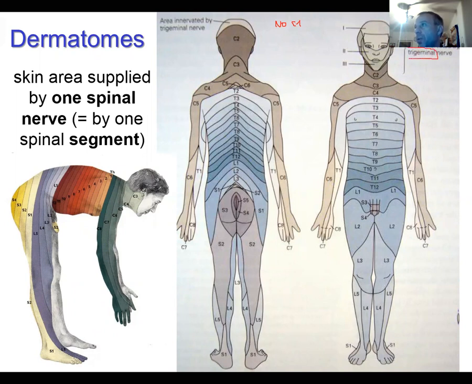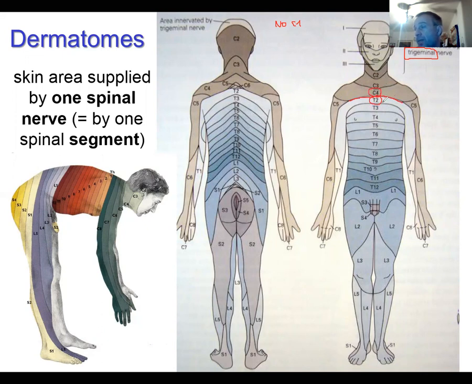It should not be called dermatomes, as the trigeminal nerve is not a spinal nerve, but they of course belong to this map. Then you can see here the border between C4 and T2.